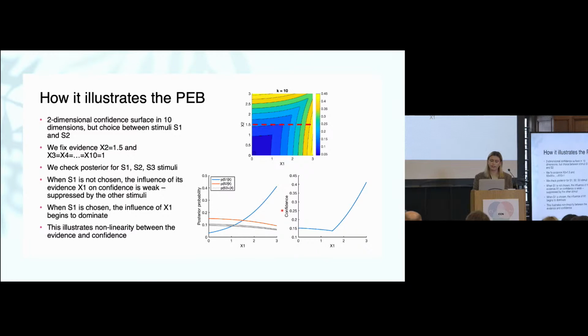And when we look at confidence depending on x1, we can see that when x1 is not chosen, it has very weak influence on confidence. It is very much compressed, suppressed by other stimuli. But as soon as it crosses this threshold to be chosen, it starts to have very strong influence on confidence. So we can see here that when we move here, confidence doesn't change, but as soon as we cross this threshold, we have a quick increase in confidence.